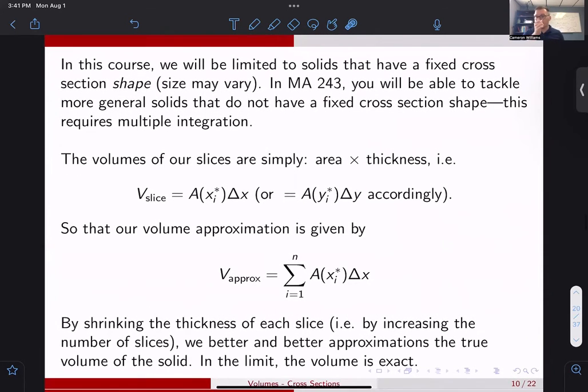Now, outside of very specific examples, any finite number of slices is not going to give us the true volume. So we need to shrink this width down to 0. Or in other words, we need to add more slices. And this is where the Riemann sum kind of kicks in. We need to shrink the width of each slice, which means we're adding more and more slices to get better and better approximations. And in the limit, this is going to be the true volume.